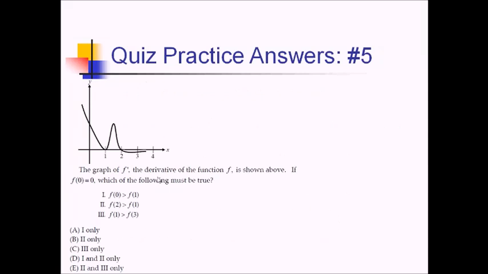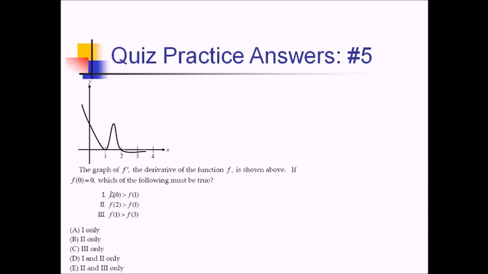On this problem, we're given the graph of f prime, the derivative of f. If f of 0 equals 0, which of the following must be true? So let's just go through these and see what we can eliminate. So statement 1, f of 0 is larger than f of 1. Well, f of 0 is 0. f of 1 is going to be essentially 0 plus all this positive area here.